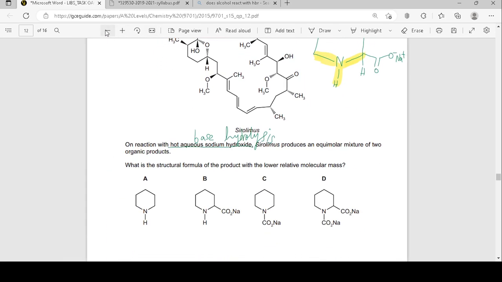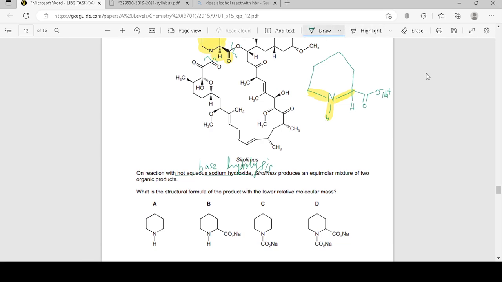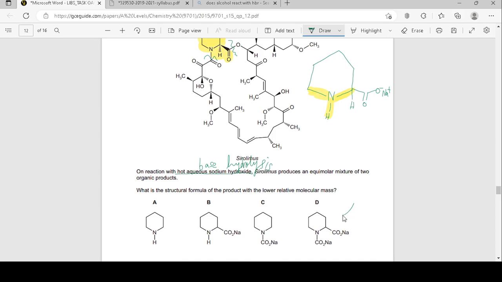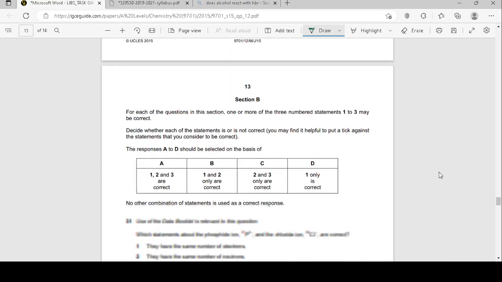Now, which of the options shows this? The other product is obviously the big one with a very big relative molecular mass. So this one is wrong, this one is wrong, this one matches mine, that's wrong as well. So B is the answer that I'm getting, and yes, that matches with my structure. Beautiful, absolutely beautiful. Next question.